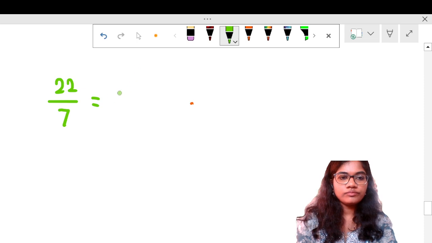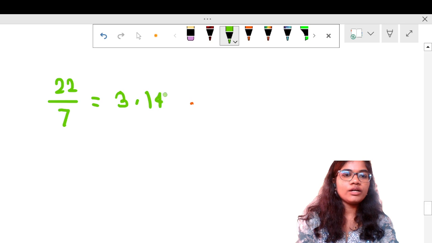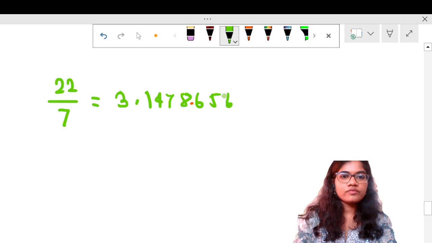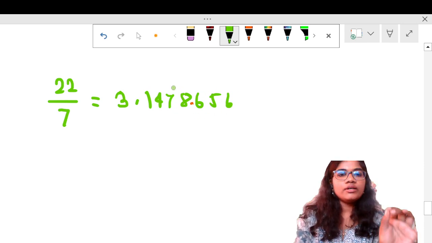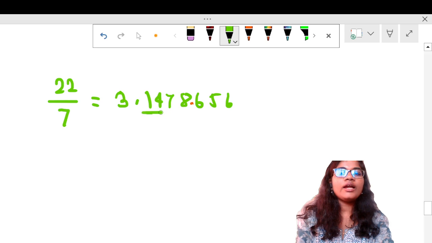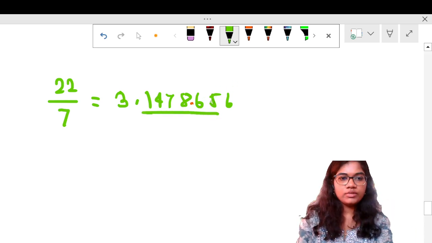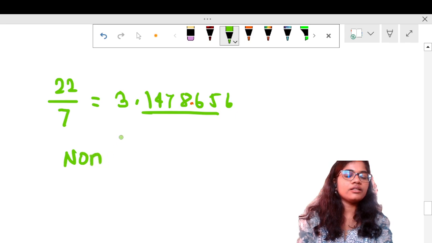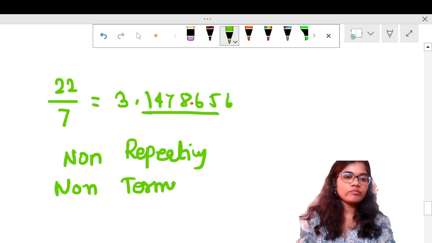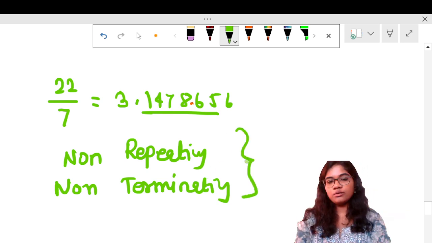Yes? 3.14. Is it so? So it is non-terminating, right? It is not ending anywhere, and none of the digits is repeating here. So this number is non-repeating, and non-terminating also.